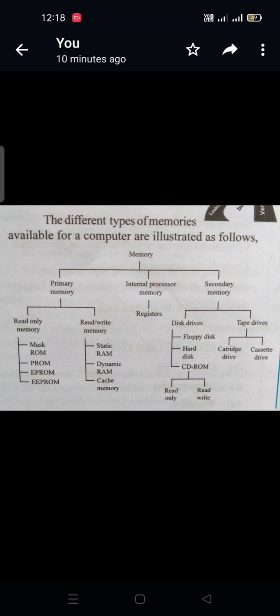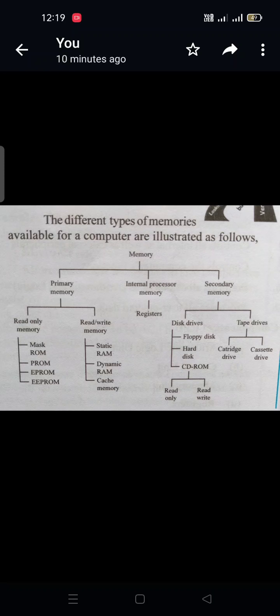As you can see in the figure, it is complete detailed information about memory. Read only memory and read write memory. Read only memory is again classified into four types: mask read only memory, programmable read only memory, erasable programmable read only memory, and the last one, electrically erasable programmable read only memory.